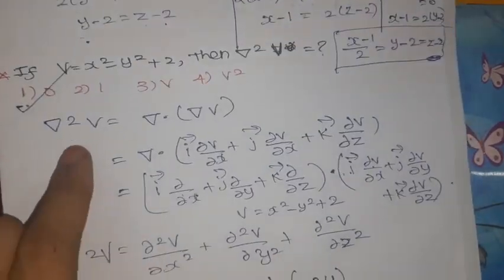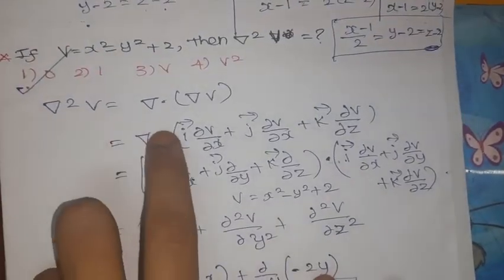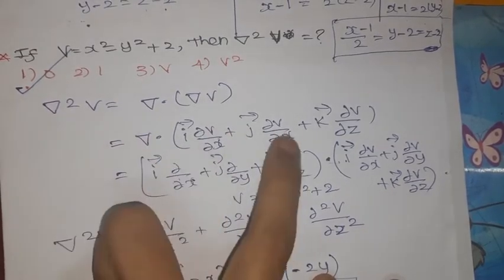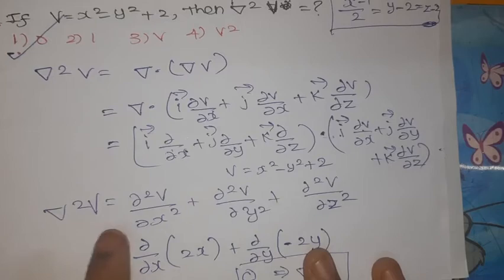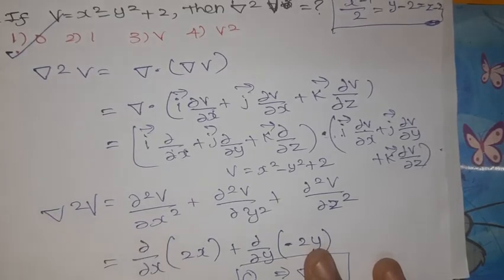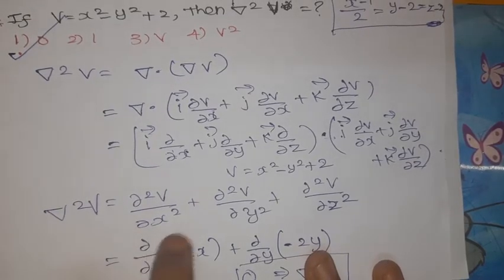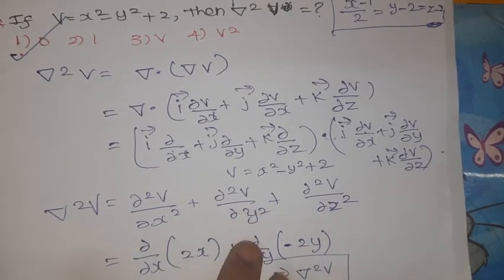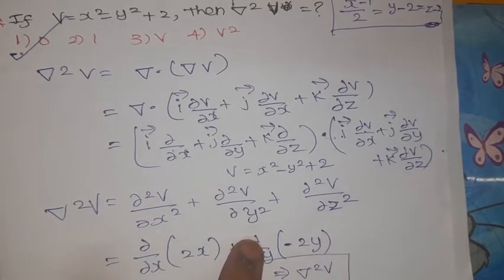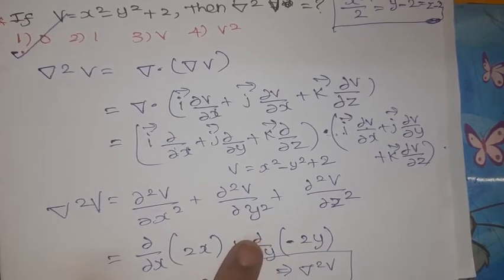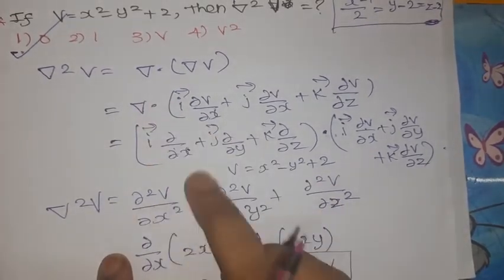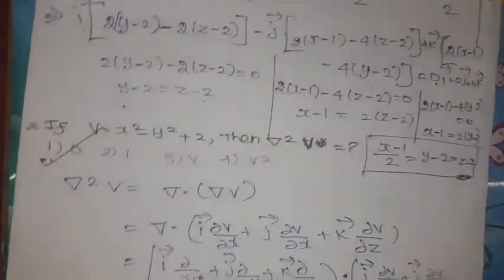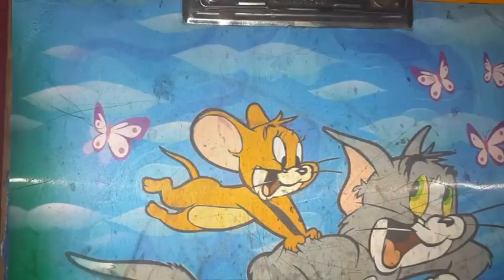So actually we need to know how it comes. Del squared V we can write as del dot del V. It is very simple. In short, we can write del squared V equal to dou squared V by dou x squared, plus dou squared V by dou y squared, plus dou squared V by dou z squared. Then substitute the V value and differentiate 2 times. We will get the answer as 0 for this problem.